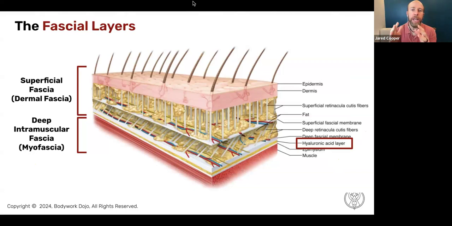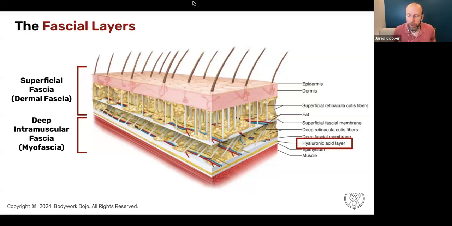Basically, you've got this idea of layers. You have the skin, which is the superficial fascial layer, otherwise known as the dermal fascia. And then under that, you have the deep intramuscular fascia. And in between those two, highlighted in red, over on the right-hand side of your screen, is the hyaluronic acid layer. And the hyaluronic acid layer contains a super slippery substance, hyaluronic acid, which basically prevents force transmission between the skin layer and the muscle.